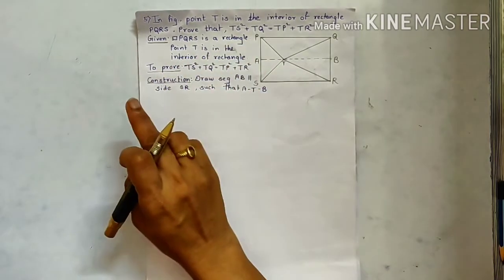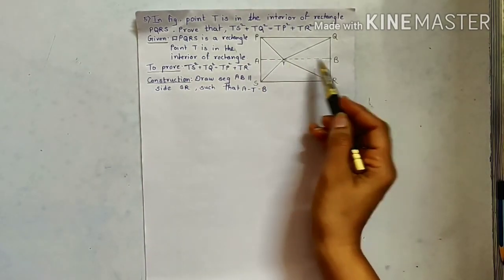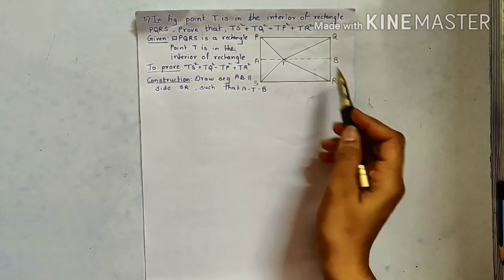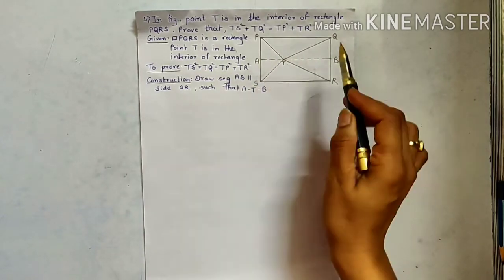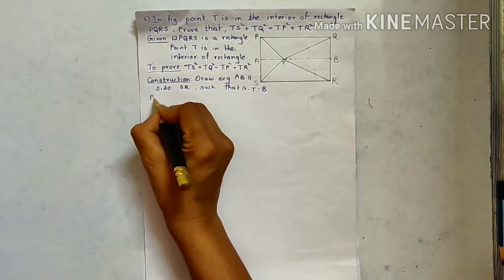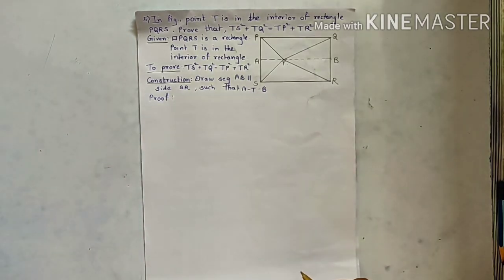For this proof, we have to do construction. For that, we have drawn segment AB, which is parallel to side SR, and segment AB we have drawn such that point T lies between A and B. Okay. Now we can prove this by two methods. First, we can prove this by using application of Pythagoras theorem. So first we will prove it by application of Pythagoras theorem.